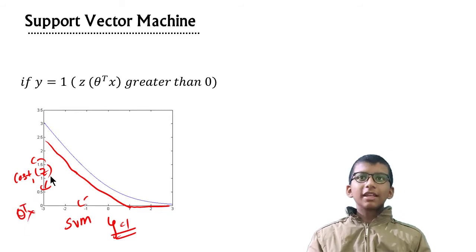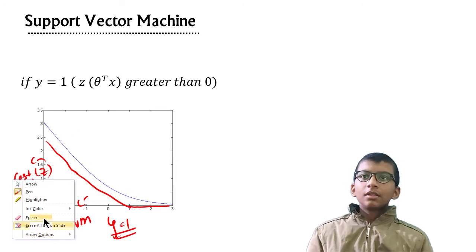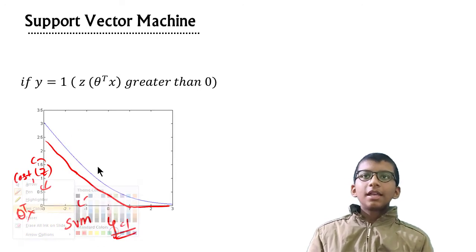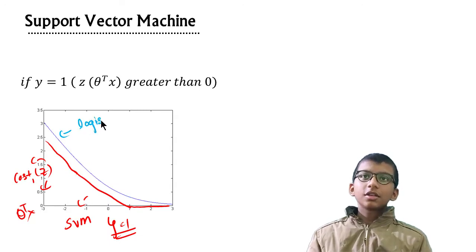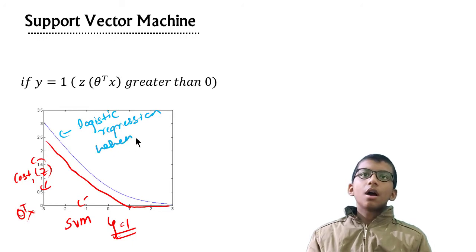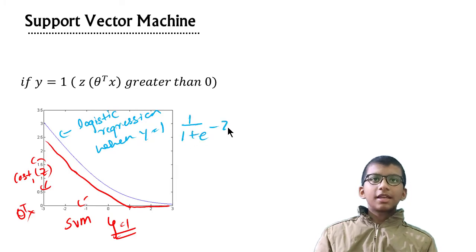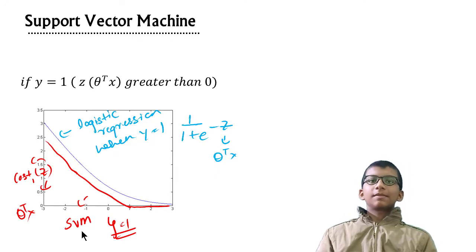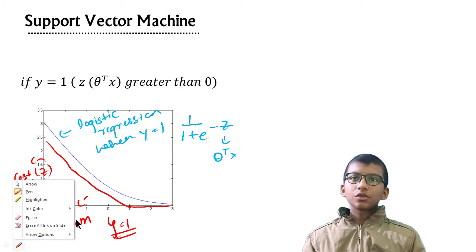Again, I'm recapitulating. The blue line here is for logistic regression when y equals 1. This simply means 1 divided by 1 plus e to the minus z, and z here is theta transpose x.